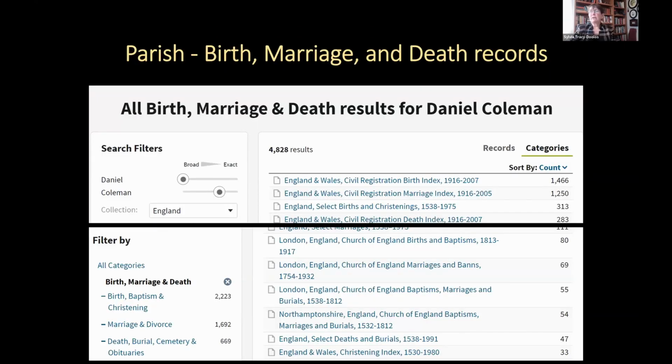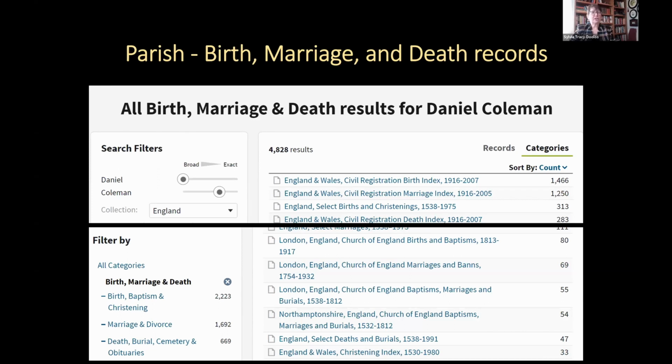Parish records. When we start looking at British records, the parish records are one of the most important record sets because every part of the British Isles was part of a parish. Think of this as being the equivalent of a county or a town within the United States. And lots of great records available.